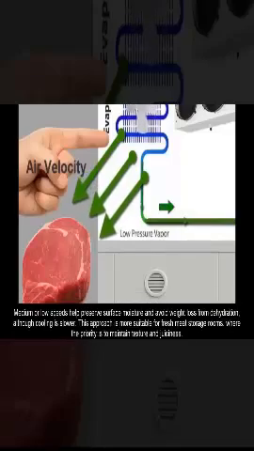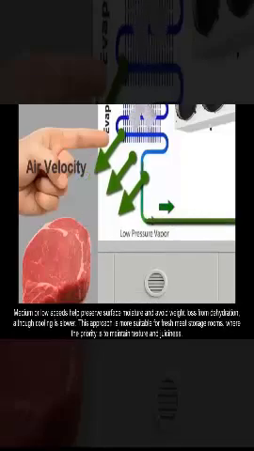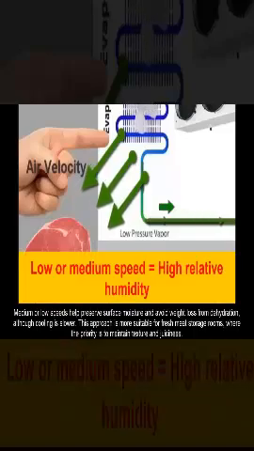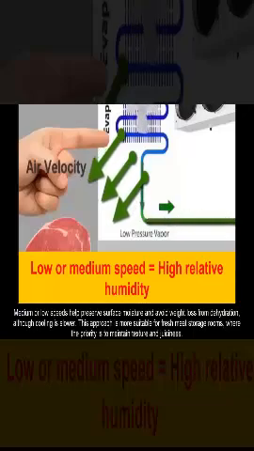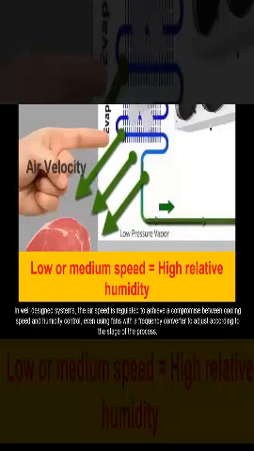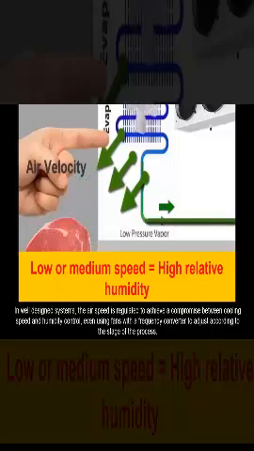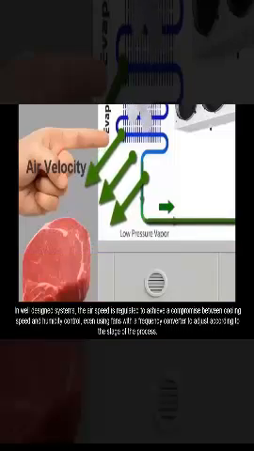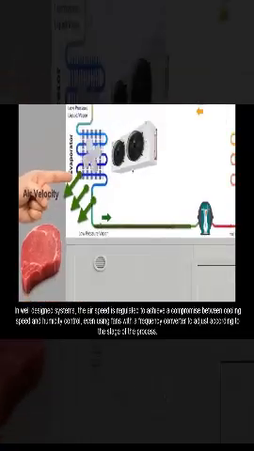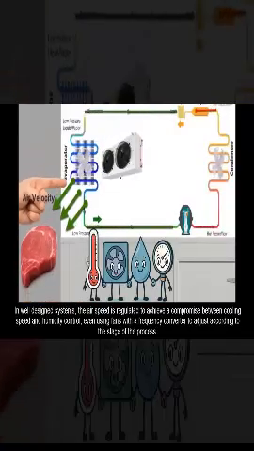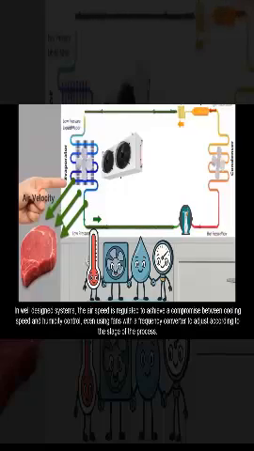Medium or low speeds help preserve surface moisture and avoid weight loss from dehydration, although cooling is slower. This approach is more suitable for fresh meat storage rooms, where the priority is to maintain texture and juiciness. In well-designed systems, the air speed is regulated to achieve a compromise between cooling speed and humidity control, even using fans with a frequency converter to adjust according to the stage of the process.